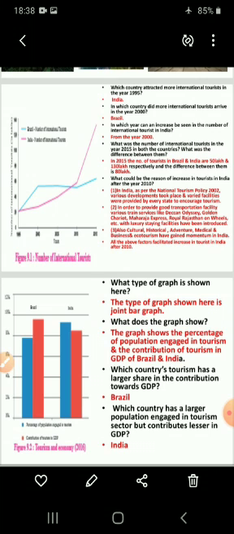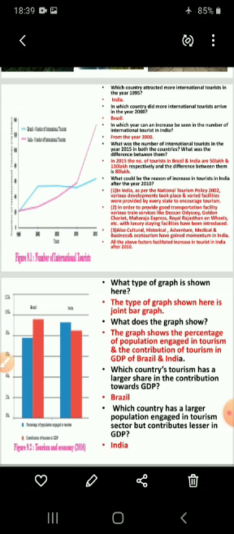Because of less earning, though maximum population is engaged in tourism sector, it contributes lesser in GDP. Because a larger population is engaged but they generate or earn less income. Understood? So we can say the contribution toward GDP is less. Understood? So this is about your figure 9.2.